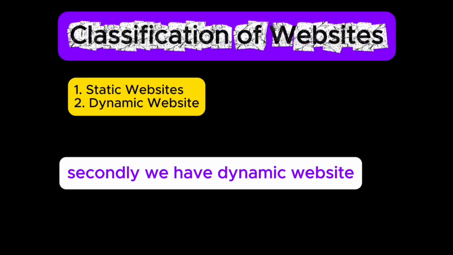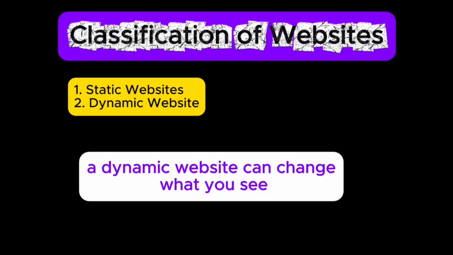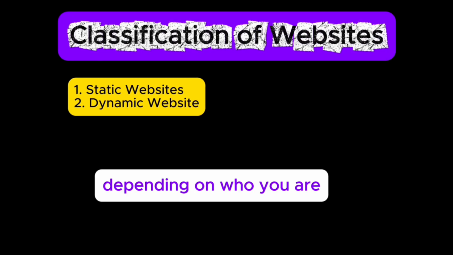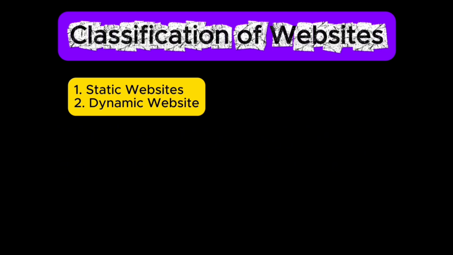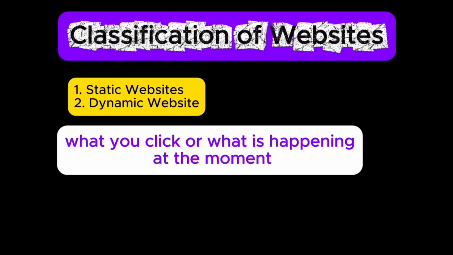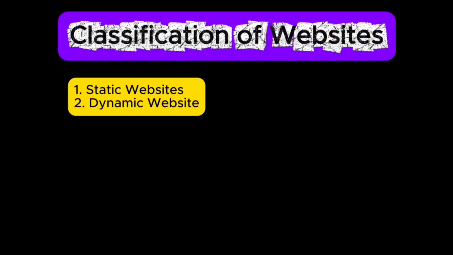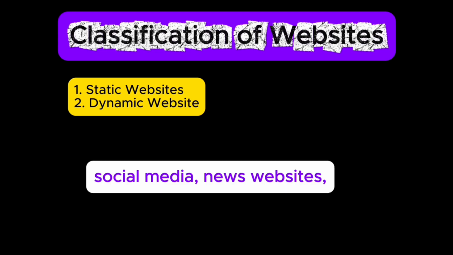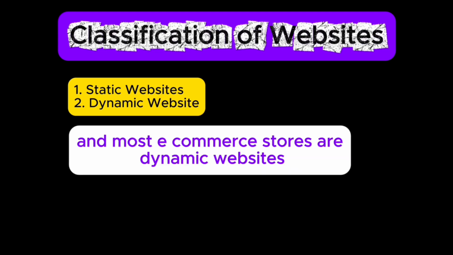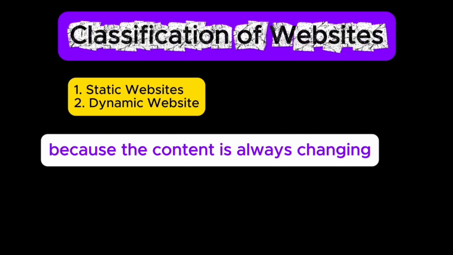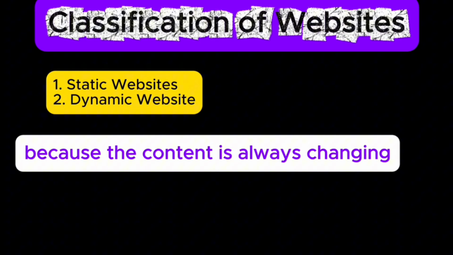Secondly, we have dynamic websites. A dynamic website can change what you see depending on who you are, what you click, or what is happening at the moment. Social media, news websites, and most e-commerce stores are dynamic websites because the content is always changing.